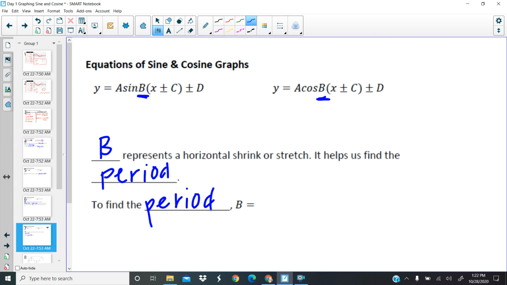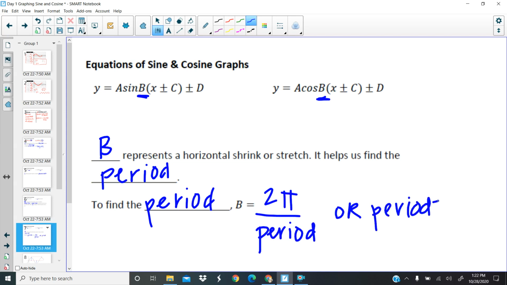To find the period, B is going to be 2 pi divided by the period. Or if you don't know the period, then the period is going to be 2 pi divided by B. So that is something you're going to want to remember to be able to find the period using that B value.